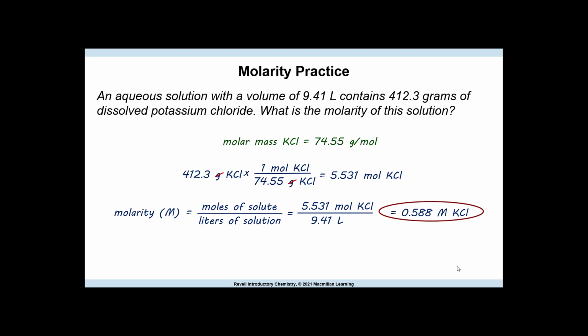So let's do a problem. An aqueous solution with a volume of 9.41 liters contains 412.3 grams of dissolved potassium chloride. What is the molarity of this solution?